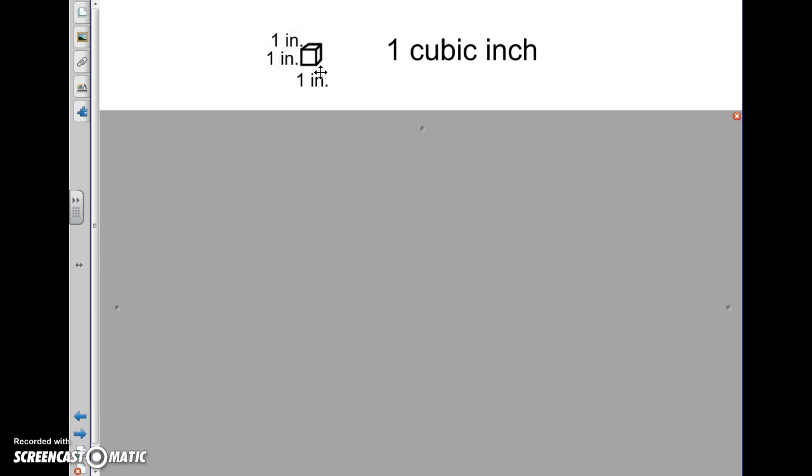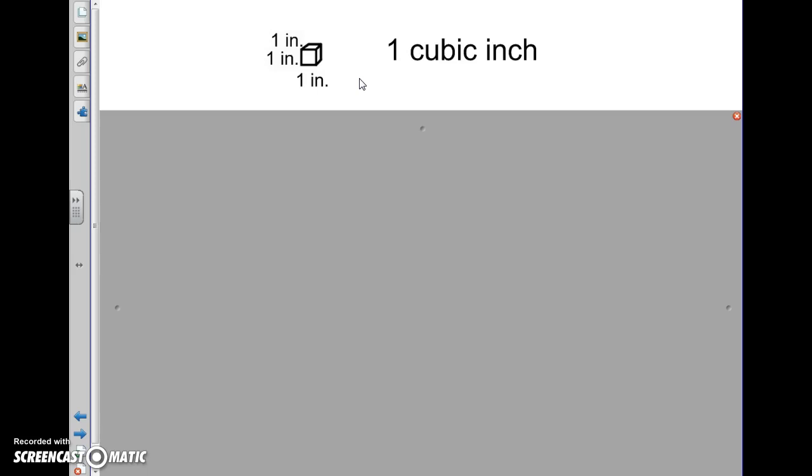Now I want you to think about, what would 1 cubic foot look like? Think about the relationship between inches and feet. How many inches are in 1 foot? 12, right? So if one of these is 1 cubic inch, would we have 12 of these cubic inches? Would that equal 1 cubic foot?